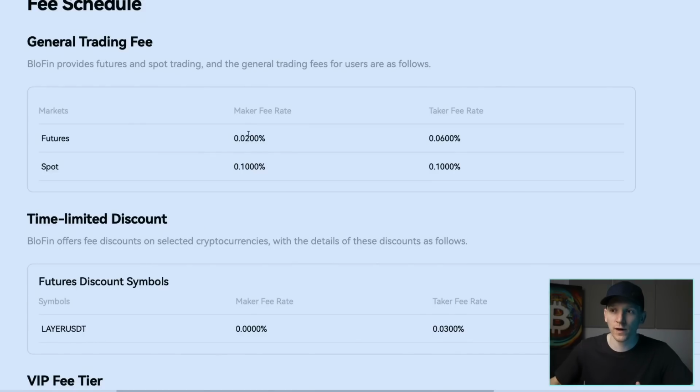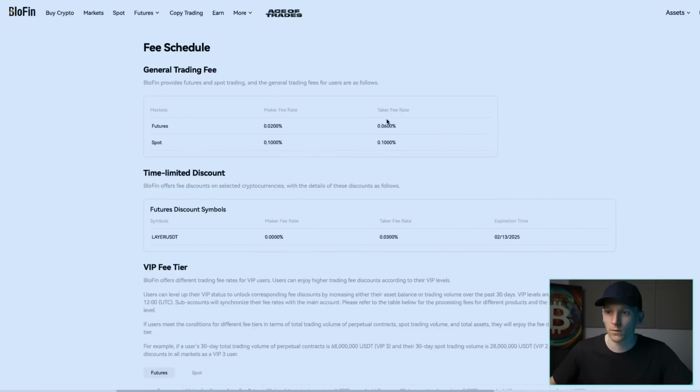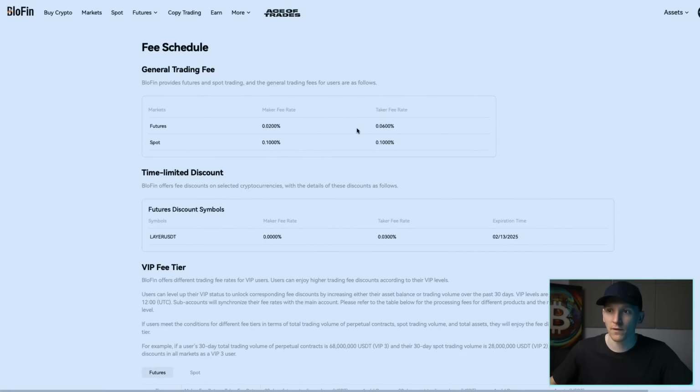I'll show you the trading fees as well before we start trading. For futures trading, maker fee is 2 basis points, taker fee is 6 basis points. These are very, very low, amongst the lowest in the industry. And then for spot trading, it's a flat 10 basis points for each. If you don't know what maker, taker is, I will explain that. I'll leave a timestamp below for that section if you want to know what the difference is there. There are some VIP tiers as well where you can get cheaper trading fees, but these are extremely low and amongst the most competitive in the industry.